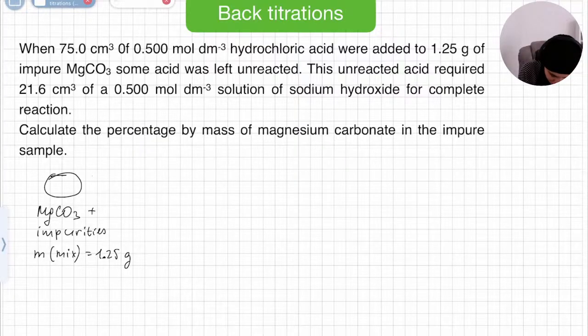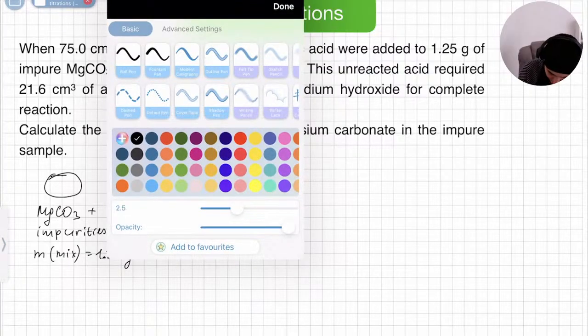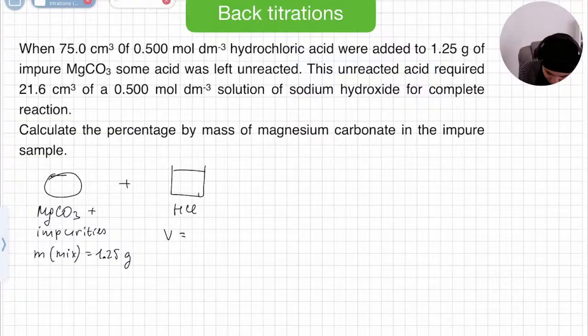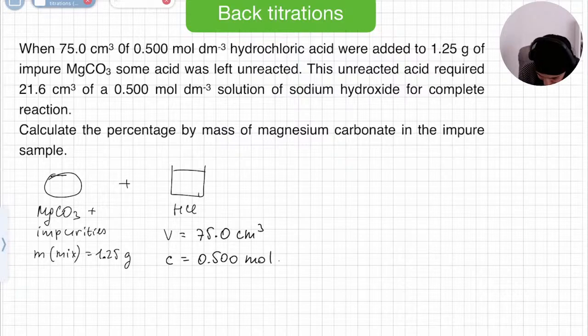Then they transferred this to HCl. And we know everything about this HCl. We know the volume was 75 centimeters cubed, and we know the concentration of HCl was 0.5 mole per cubic decimeter. Right. Once they've done that, what happened?